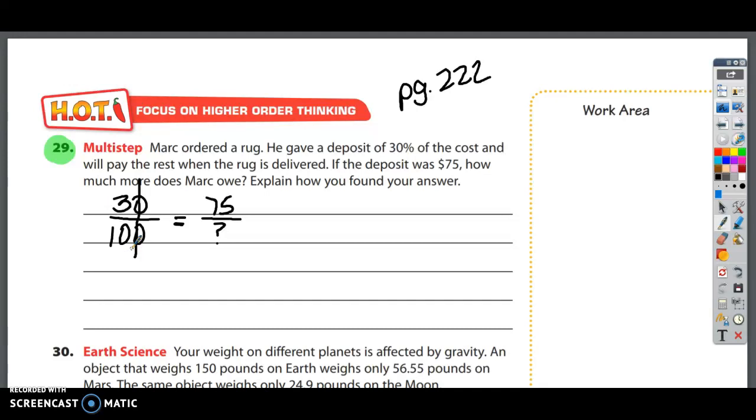Now look how easy the math is. What do you notice about 3 and 75? 3 times 25 is 75. And so now I need to do 10 times 25. Well, what is 10 times 25? It's 250. So 250 will be the cost of the rug.